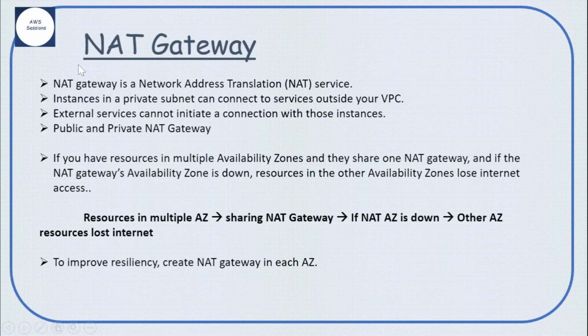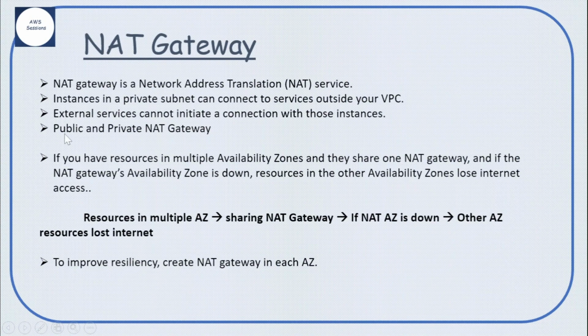So what is NAT Gateway? It is a network address translation service, and the purpose of this service is to allow instances in private subnet to connect to services outside your VPC. So if you want to connect from your EC2 instances that are created in private subnet to outside, maybe you want to connect to the internet or to other services, then you need a NAT gateway. But on the other side, external services cannot initiate a connection with those instances. So it's a one-way route. You can connect from your instances to outside, but the external services cannot connect to your instances.